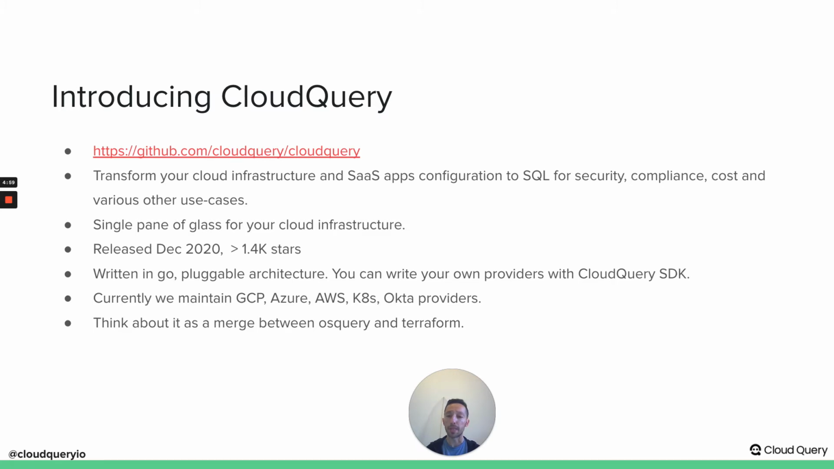So currently we maintain GCP, Azure, AWS, Kubernetes, and Okta providers. We are working on some more, and also we are expanding the existing providers. Obviously, all of them are open source, so you can actually add support for more resources that you need just by opening a pull request.